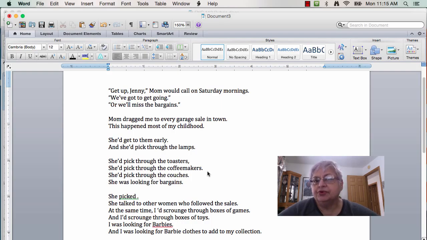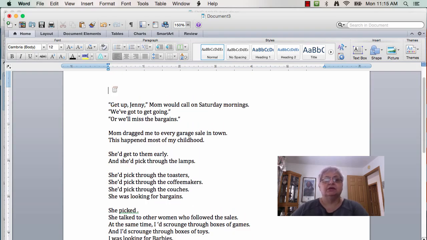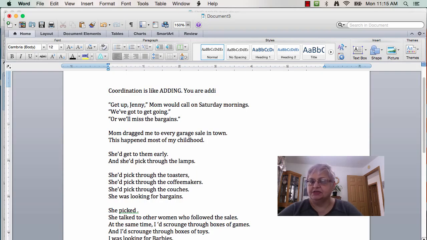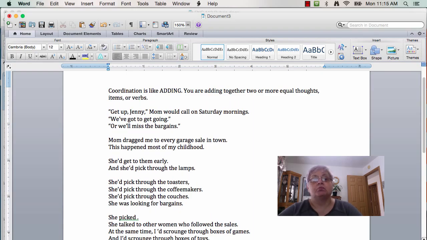I want to take you through subordination and coordination because when you subordinate and when you coordinate, two different things are happening. To me, coordination is like adding. You are adding together two or more equal thoughts, items, or verbs. They are the same in importance, and we're talking about importance here. When you use coordination, you're looking for something that is the same in importance.